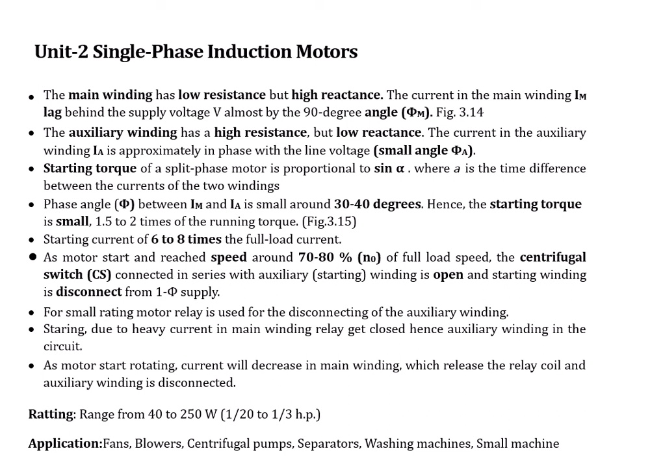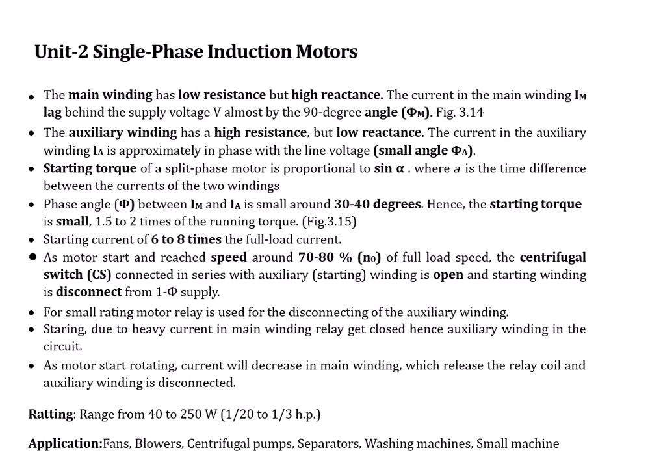The starting current is 6 to 8 times the full load current. As the motor reaches around 70 to 80 percent of the full load speed, the centrifugal switch connected in series with the auxiliary winding opens and the starting winding is disconnected. For a small rating motor, a relay is used for disconnecting. Sometimes a relay is used for disconnecting, and sometimes a centrifugal switch can be used.